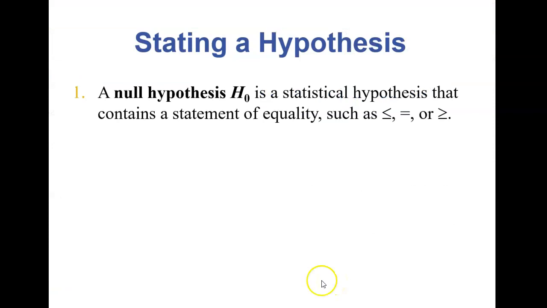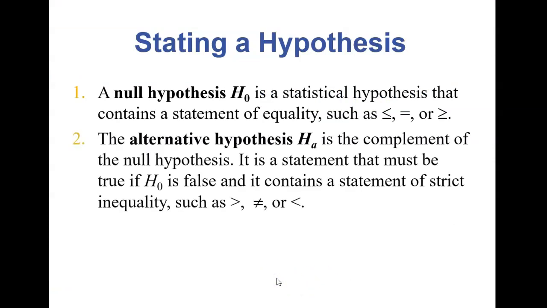Now let's look at the alternative hypothesis. An alternative hypothesis is a complement, that is, they are opposites of one another. So the alternative hypothesis is simply a complement of your null hypothesis. So it is a statement that must be true if the null hypothesis is false. So technically, if the null hypothesis is true, your alternative hypothesis is false. If your null hypothesis is false, your alternative hypothesis is true.